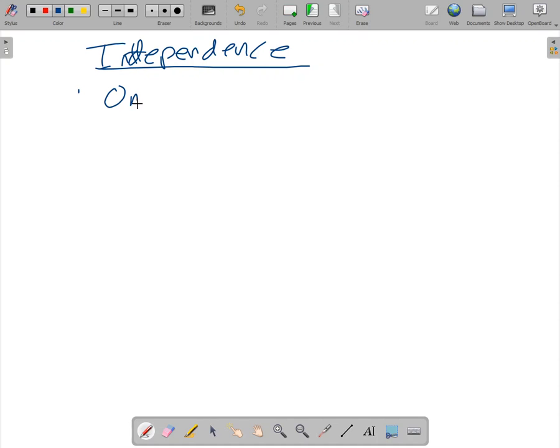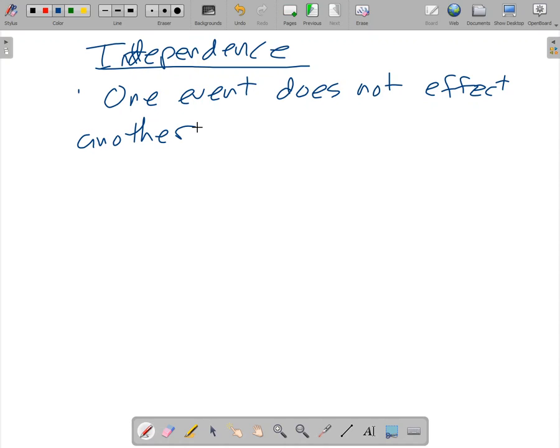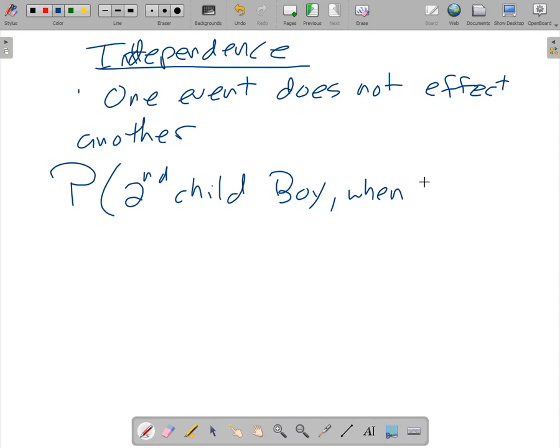Independence means one event doesn't affect another. So, for example, the probability of the second child being a boy when the first child was a boy. Okay, so my mother had me. What's the probability her next child is going to be a boy? So she's going to have a baby. Is it going to be a boy or a girl? What's the chance it's going to be a boy? 50%. Right? So it doesn't matter that the first child was a boy.